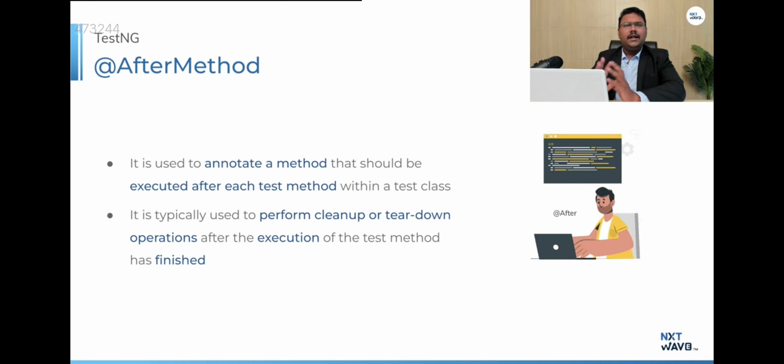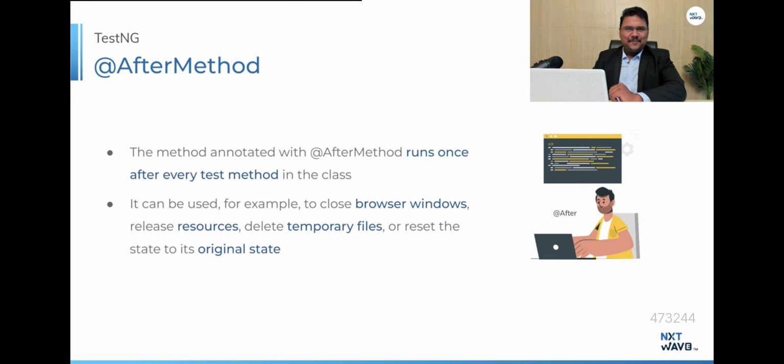Basically, just like the before method, the after method annotation is used to annotate a method that should be executed after each and every test method within a test class. It's typically used to perform cleanup or teardown operations after the execution of the test method. This method runs once after every test method in the class. It can be used, for example, to close browser windows, release resources, delete temporary files, or whatever it is.